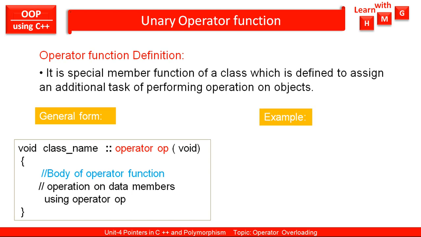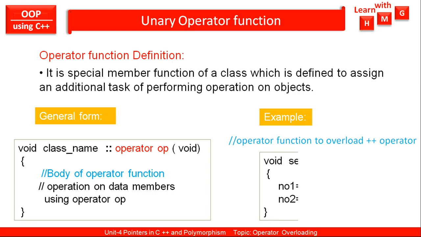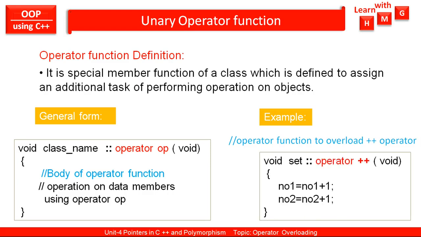So here is the example. I am writing the operator function to overload the increment operator, that is the plus plus operator. So this is my operator function definition as per the syntax that we have studied. The return type is void, set is my class, and it is the operator op. Op means here increment, so you have to write operator plus plus. So the name of the function is operator plus plus.